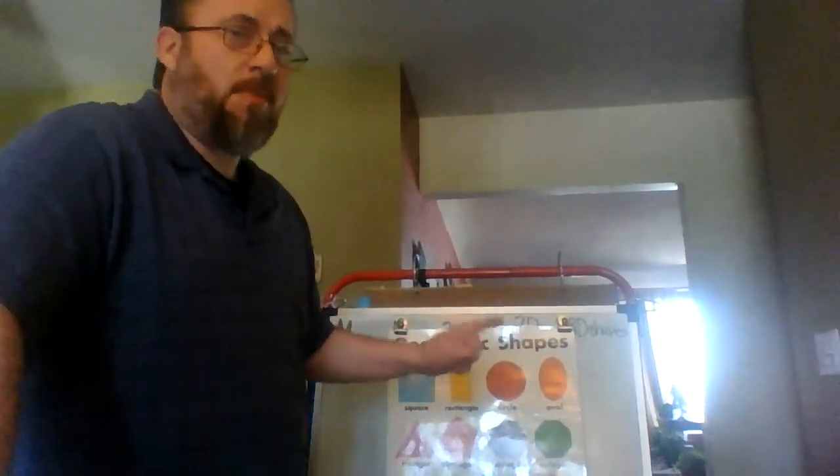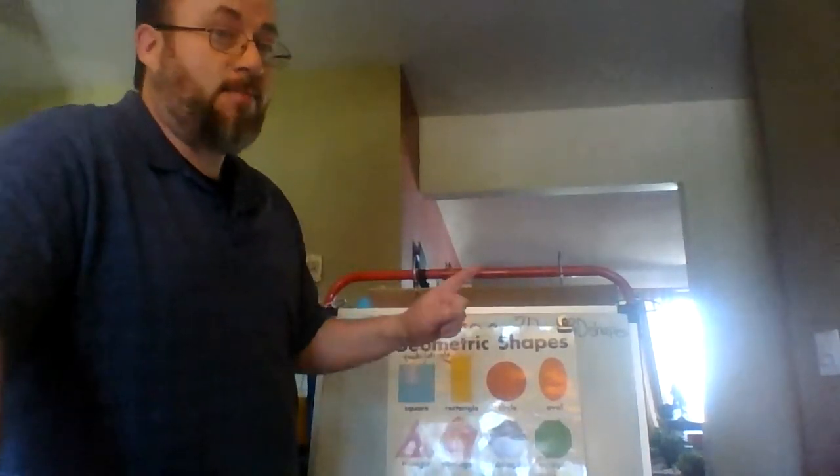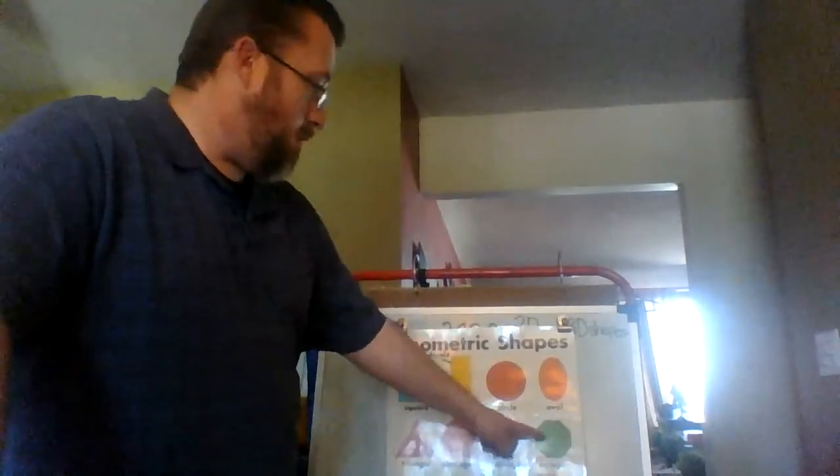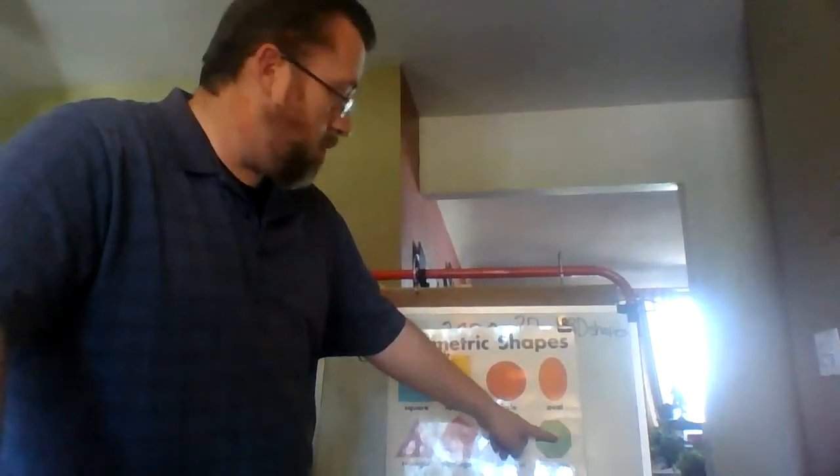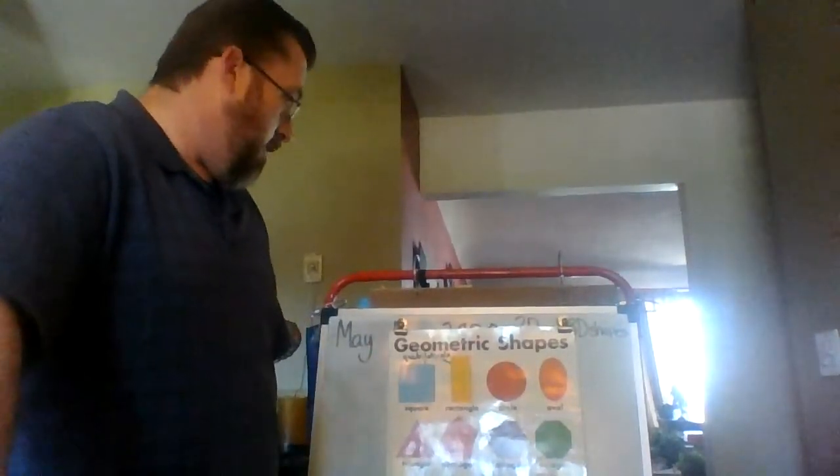The way I always remember that one is to remember that an octopus has 8 tentacles. So an octagon has 8 sides. That's the way I always remembered that one.